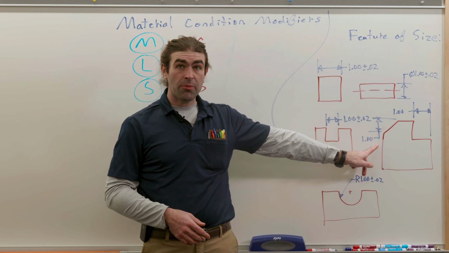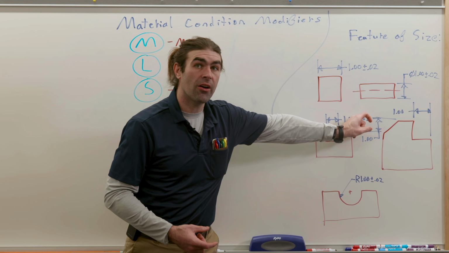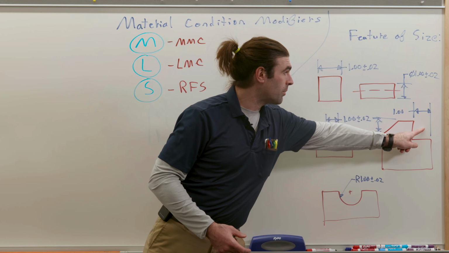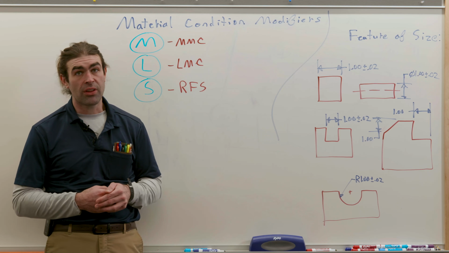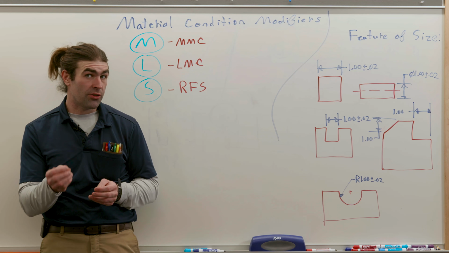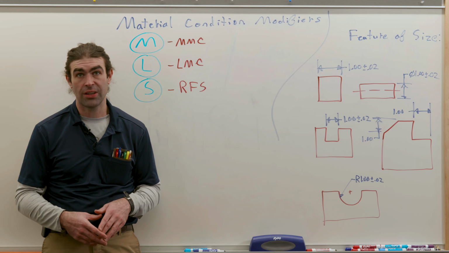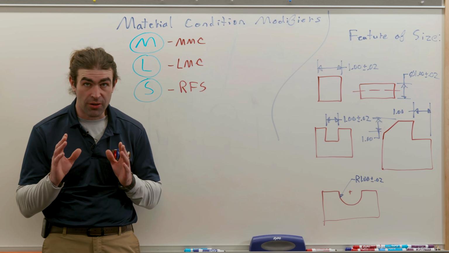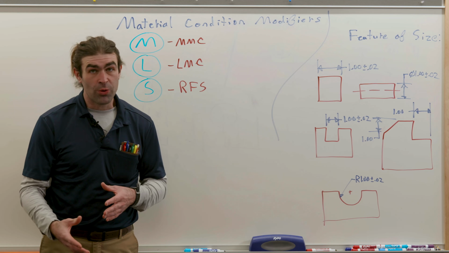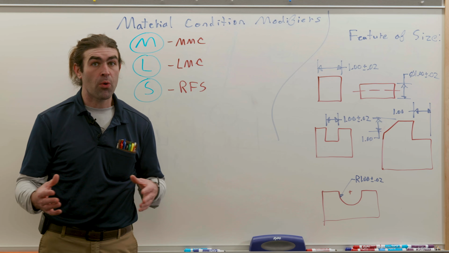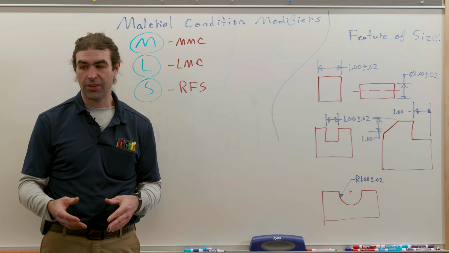Next, something like a chamfer is not a feature of size because you can't measure out into air with two opposing points. Same thing with this open cut right here. That would not be a feature of size. So it's important to understand what is and isn't a feature of size to know what material condition it can apply at. So things that are not features of size cannot have material conditions. You can never have more or less tolerance than stated for something that isn't a feature of size.